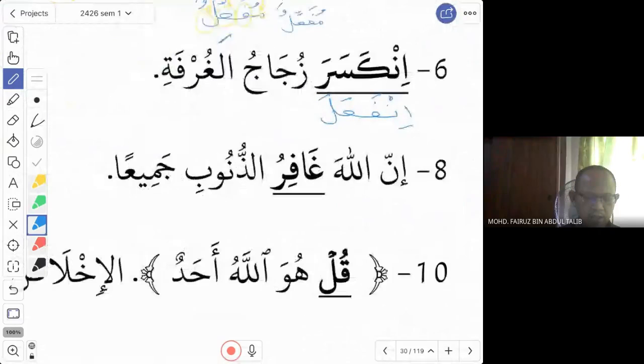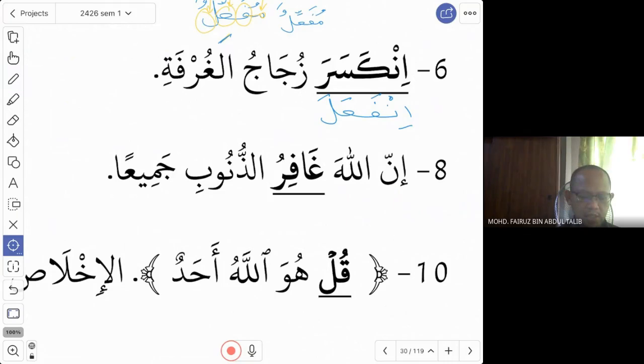Number 8. Inna allaha ghafiruz zunubi jami'a. Inna, indeed Allah is ghafir, meaning the one who forgives. So sometimes we can also translate it as a fi'l, but it is not a fi'l. This is in the form of a noun, of the person who does that. Ghafiruz zunubi, zunub, sins, jami'a, all. So indeed Allah forgives all sins.